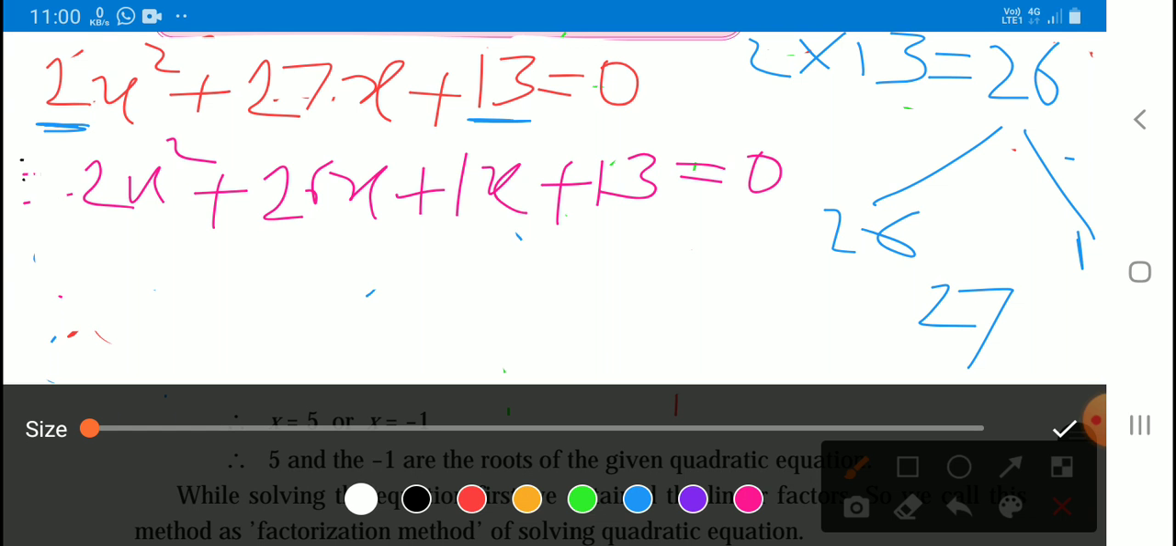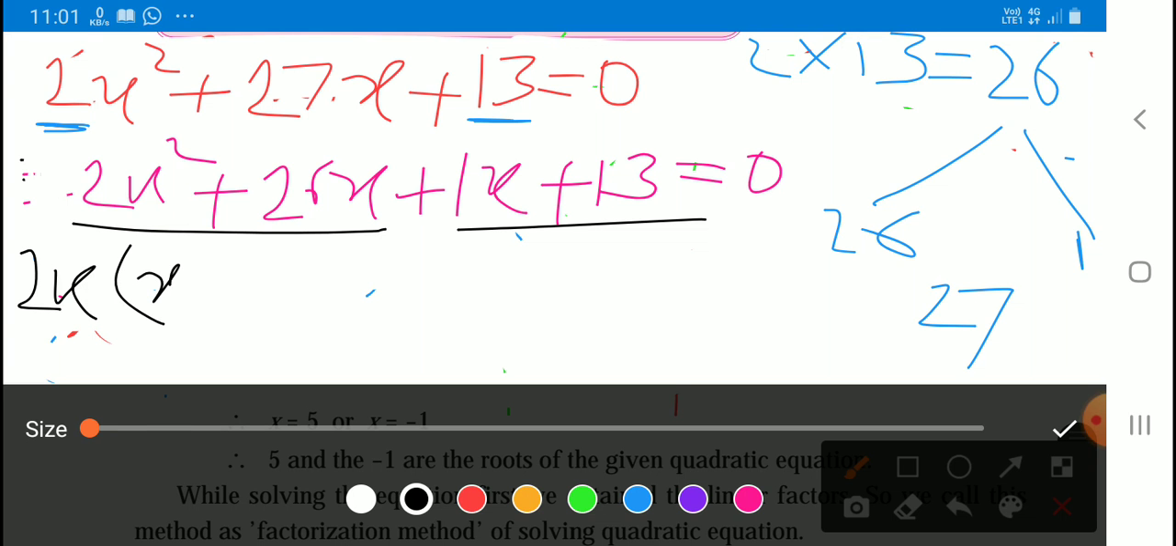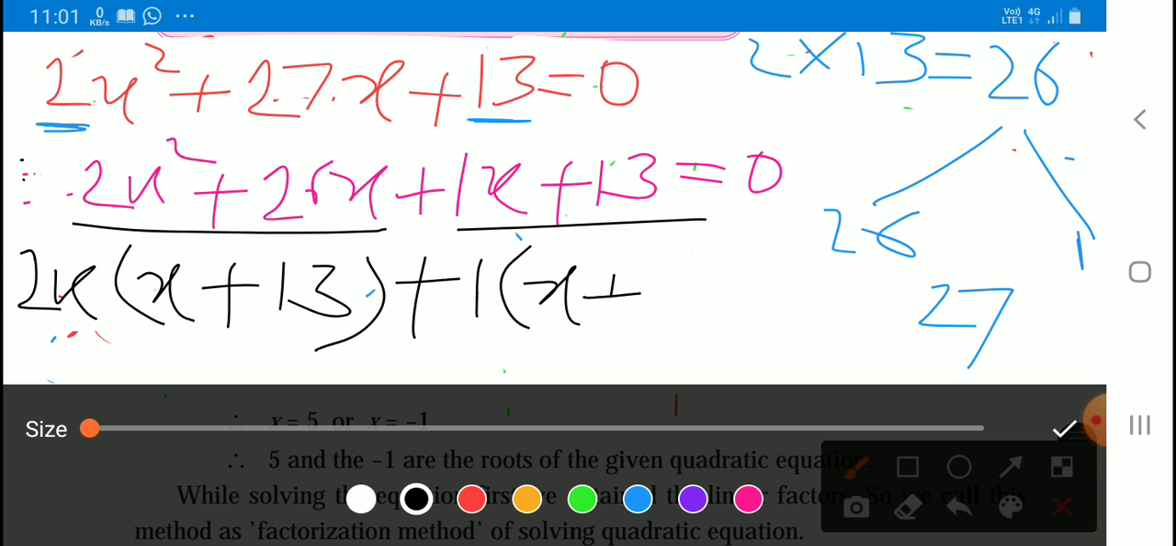Now I will take out the common factor from the first two terms and from the remaining two terms. For the first two terms the common factor is 2x, and inside, x plus 13. Now here, nothing is common, which means 1 is common. Inside the bracket, x plus 13 is equal to 0.